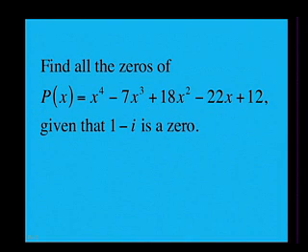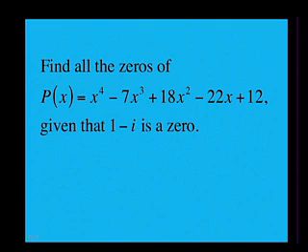It'll be helpful to look at an example. So let's look at: find all the zeros of p of x equals x to the fourth minus 7x cubed plus 18x squared minus 22x plus 12, given that 1 minus i is a zero. Well, if we know that 1 minus i is a zero, then we also know that 1 plus i is a zero. So let's take a look at those two factors to begin.